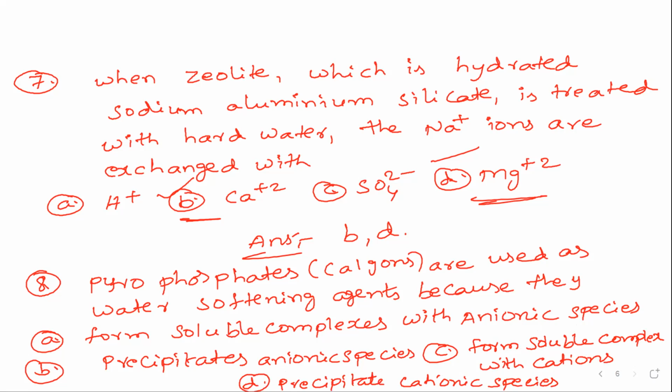This we already know. So the answer is option D, because calgon is sodium polymetaphosphate. So pyrophosphate, also called calgon, precipitates cationic species such as calcium and magnesium. So the answer is the fourth option, that is D. Please make a note, all of you. These are the important questions. More about this we'll discuss later on.